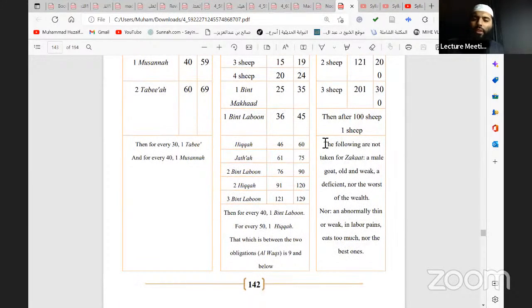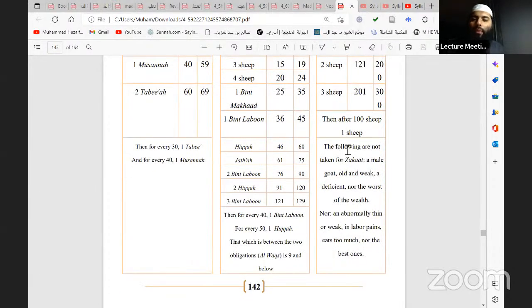Now the Sheikh mentions a few exceptions, which are the types of animals that are not taken for zakah. So we say sheep, but there's a particular type of sheep. Firstly, you don't take the males, because obviously the males won't reproduce, right? So there's more benefit in the females. A male goat, old and weak, no, because they're just going to die. What's the point? A deficient one, with any problem, the worst of the wealth, no. The abnormally thin or weak, or in labor pains, or too fat.